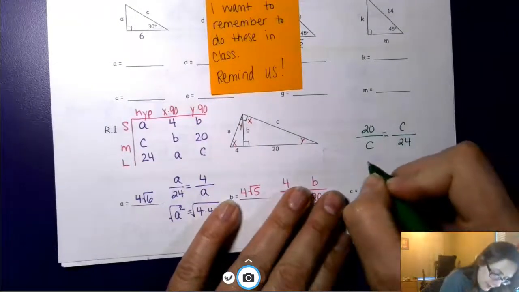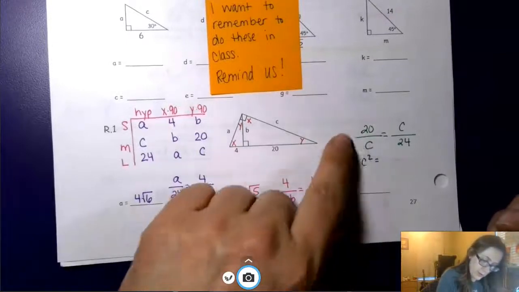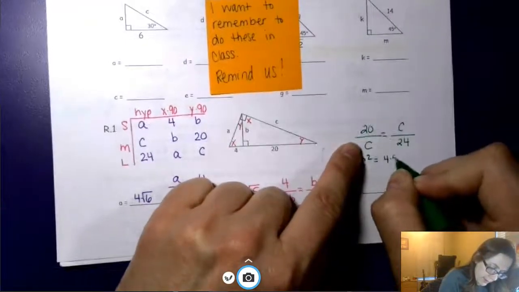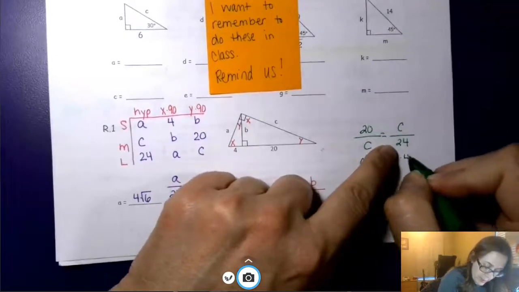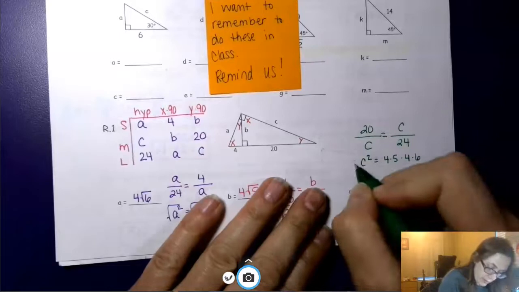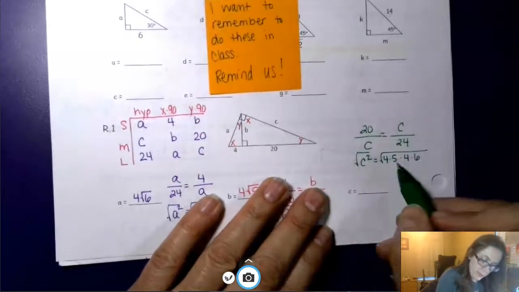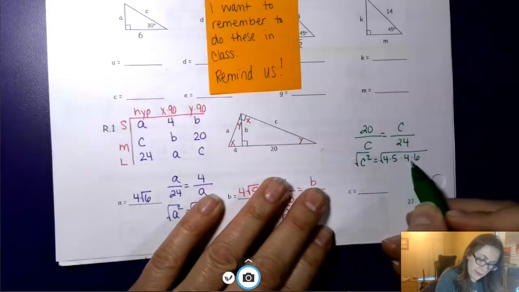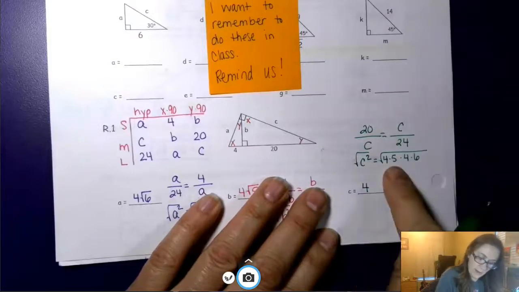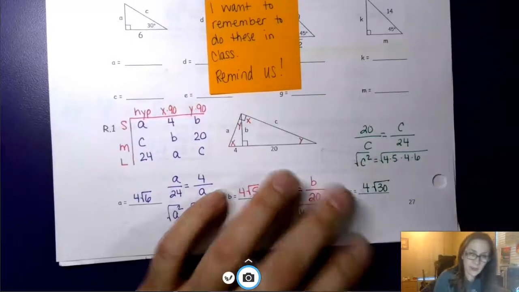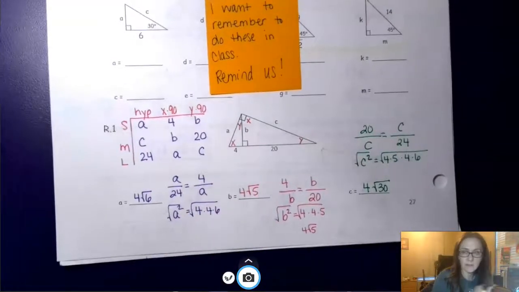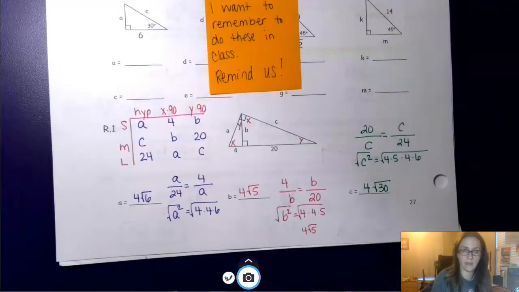So I'm going to cross multiply, I get C squared. Now 24 is 4 times 6. Sorry, 20 is 4 times 5. 24 is 4 times 6. Square root these. 4 and 4 is 16. Square root of 16 is 4. 5 times 6 is 30. That's underneath the radical. And does 30 have any factors that are perfect squares? 2, 15, 3, and 10? No. So I am done. That's my final answer. And there we go.